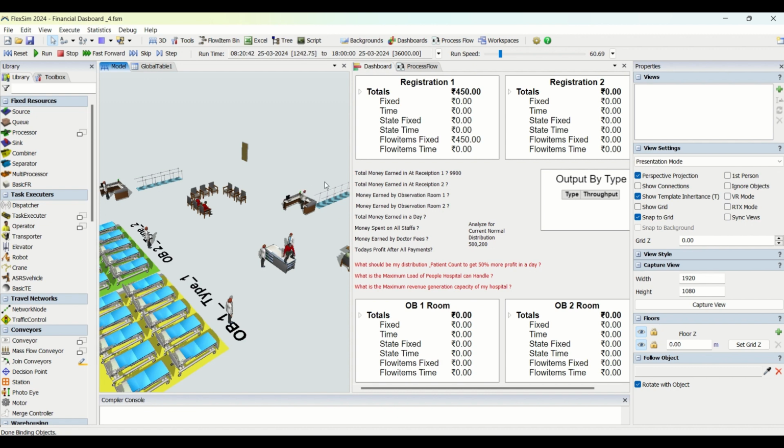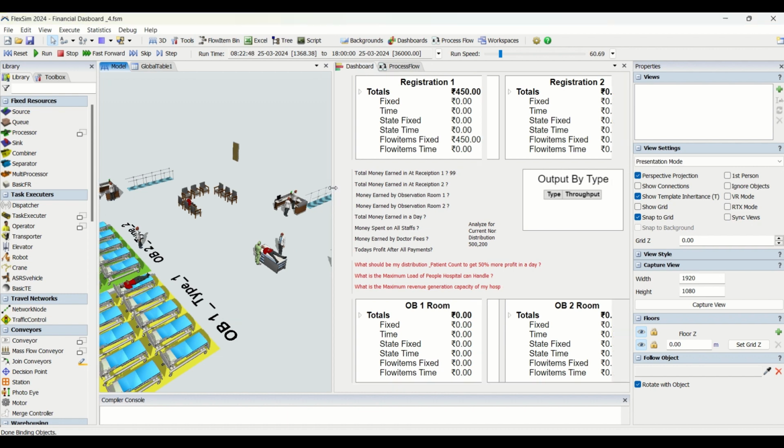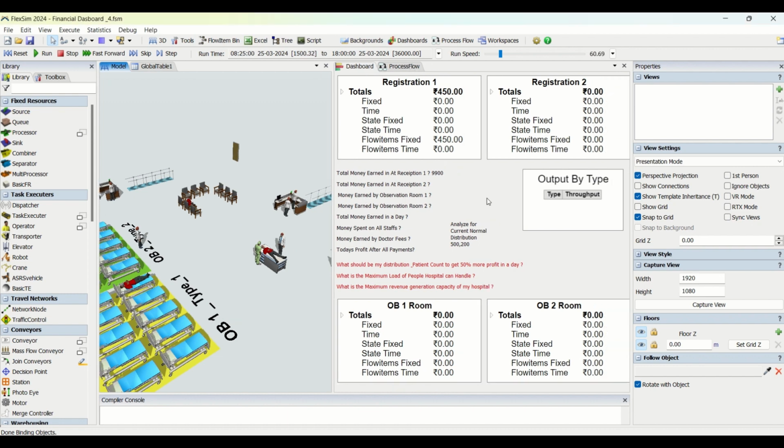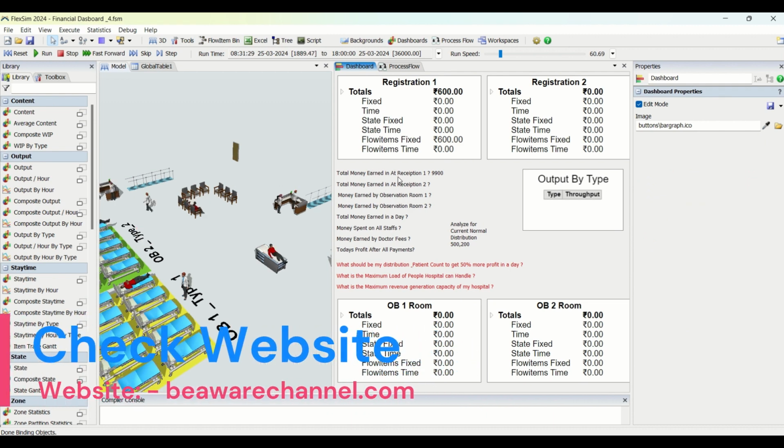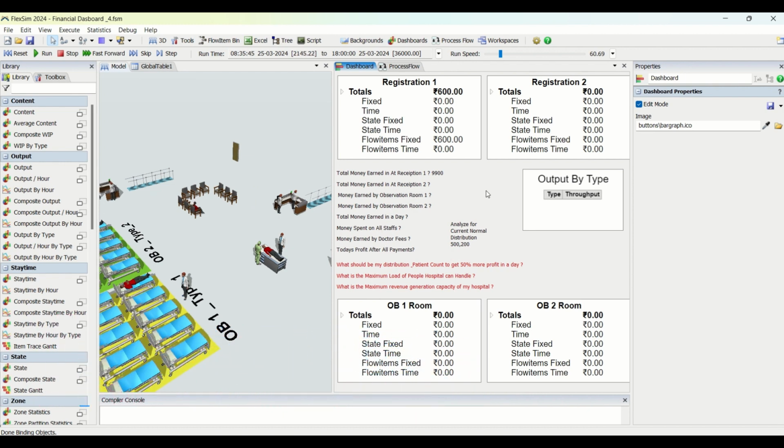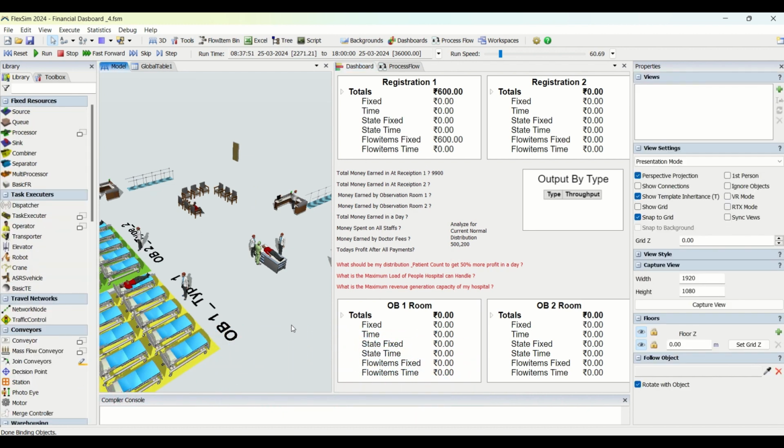So in today's video, as discussed, we are going to understand the dashboards, which are going to be the financial dashboards. If you look at this, you can see some of the questions which we need to answer for the current scenario. So let me take you through what our today's scenario is and what we are going to get out of it.